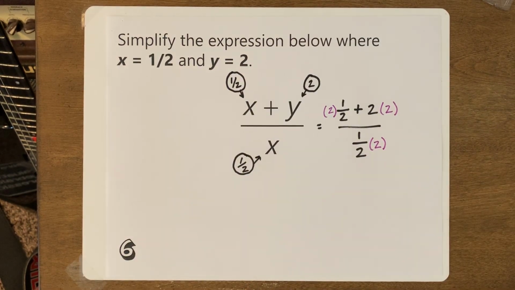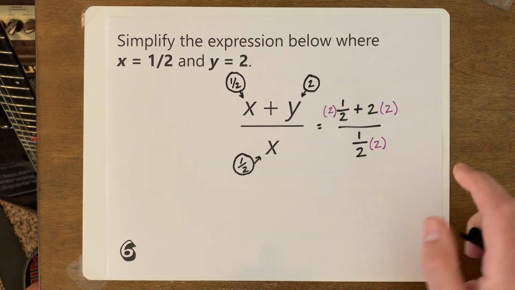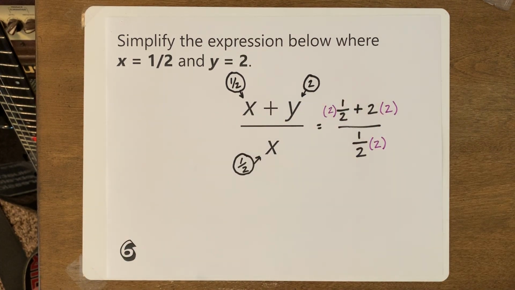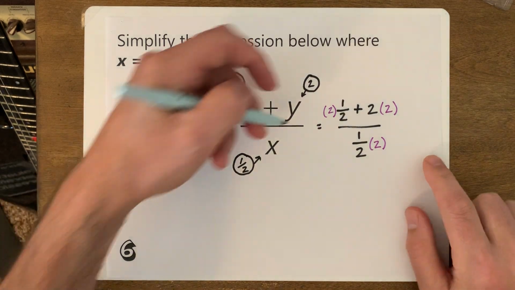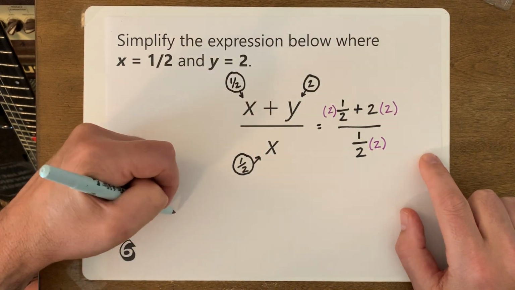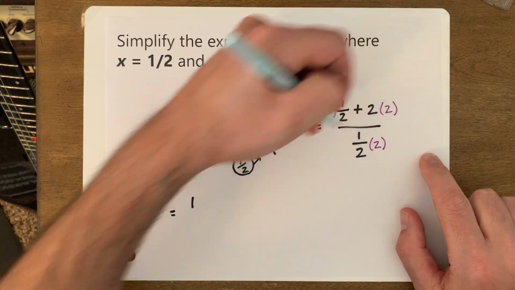Okay, so if you multiply them all by 2, you're going to get 2 times 1/2. And you could do that because you can take the 2's away and it doesn't change it. It's really just equal to 1. 2 times 1/2 is 1. 2 times 2 is 4.